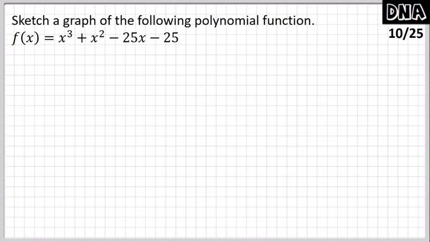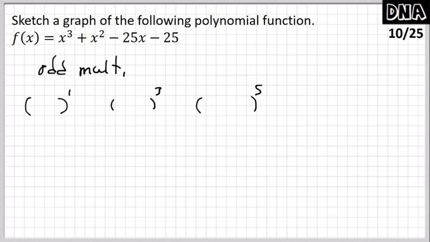If you have an odd multiplicity, this would be the factor to the 1 power, or the factor to the third power, or the factor to the fifth power, 7, 9, so on and so forth. You guys tracking? Okay, this is when you go through. So if this is your x-intercept and you're coming at it, you're just going to go straight through it. Now that's for the 1.